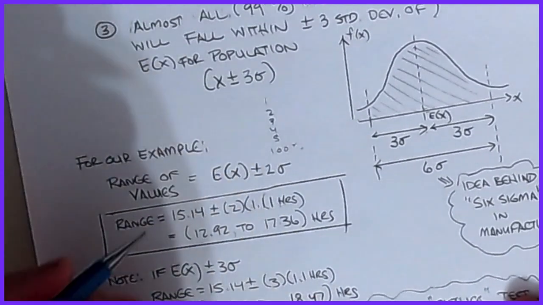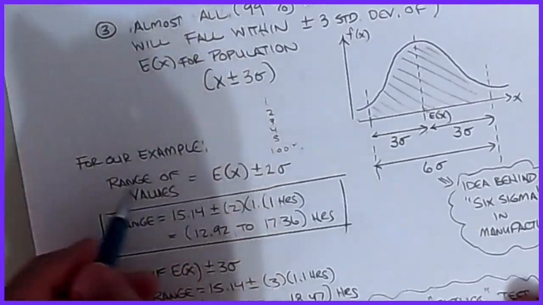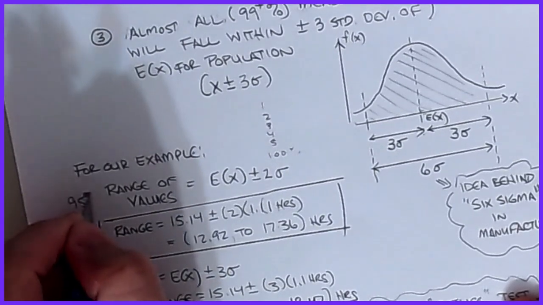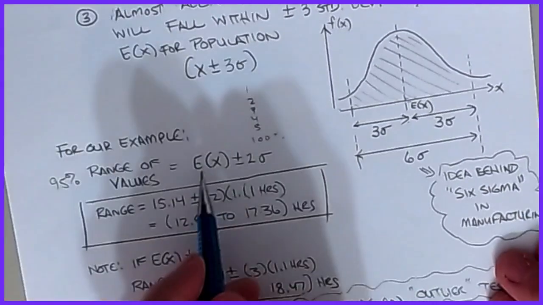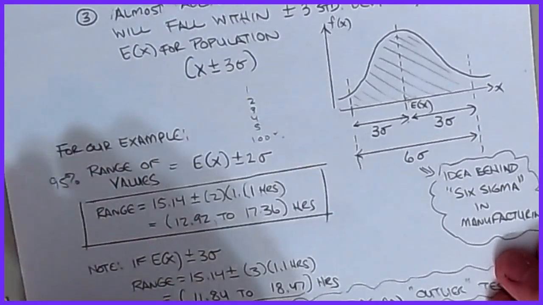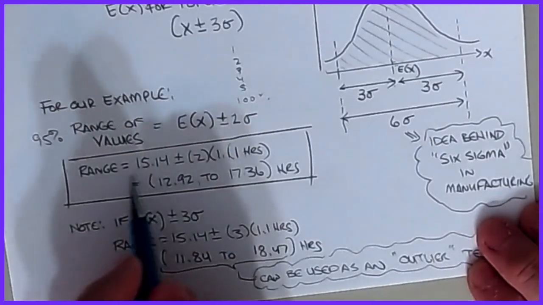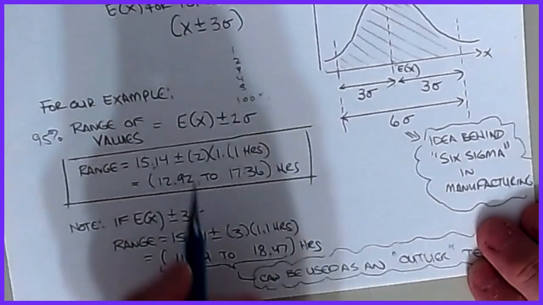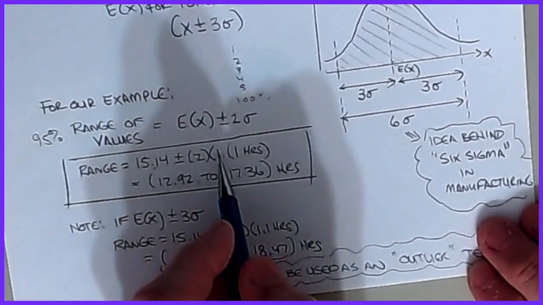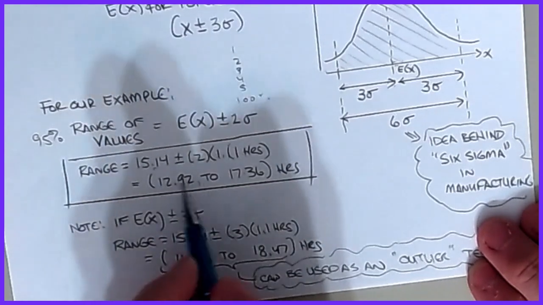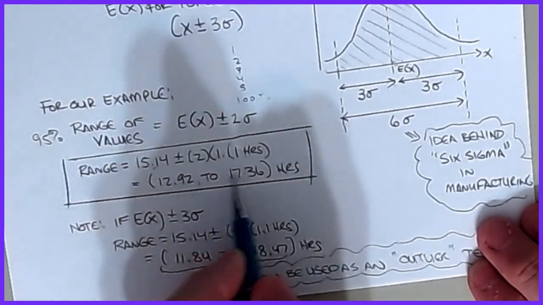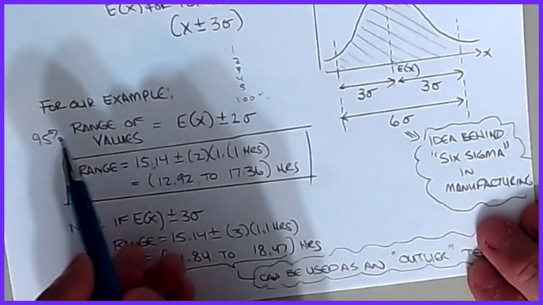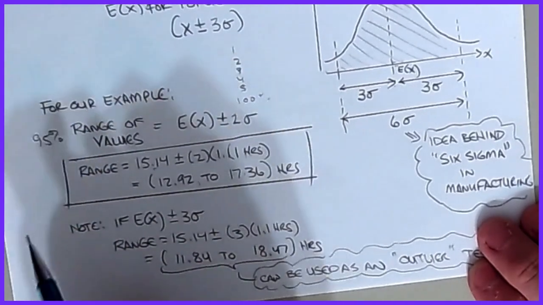All right, so for our data example with the evacuation time, we can look at the range of values, and we said that we wanted 95% as a good estimate of my range of values. So we're going to take the expected value of x plus or minus 2 sigma. That becomes 15.14, the expected value, or the weighted average of that table, plus or minus 2 times my 1.11 hours. And so the range becomes 12.92 to 17.36. So 95% of all of my data I would expect to fall within this range.